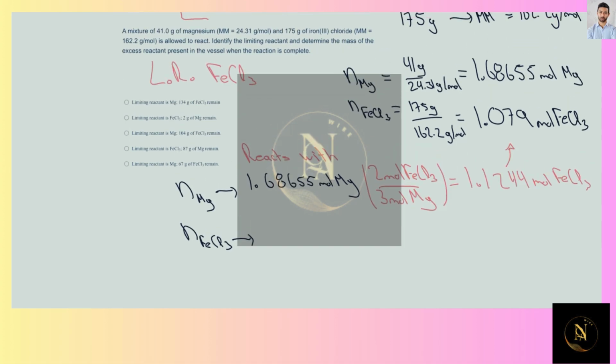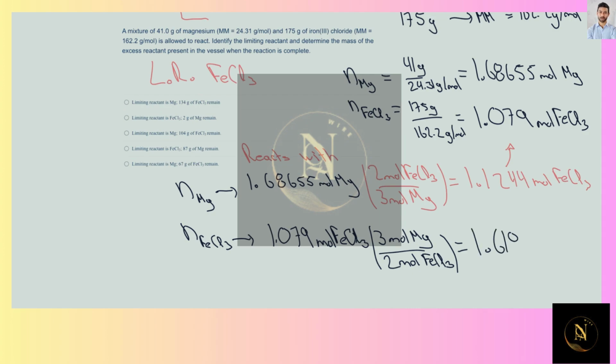Now the only thing that we need to do is calculate how much of the magnesium is going to be left. So we're going to start with the amount of mole of iron chloride, and we're going to proceed in the same way. 3 mole of magnesium reacts with 2 mole of iron chloride. Notice that now the factor is going to change a little bit. So 1.079 times 3 divided by 2 is going to give us 1.6185 mole of magnesium is going to react.